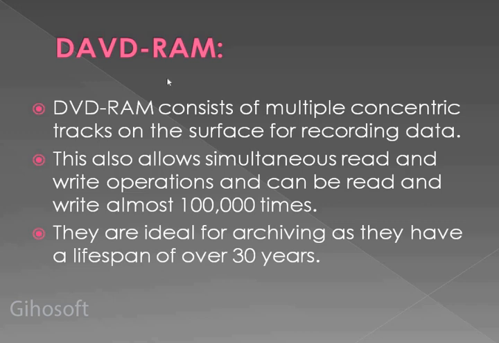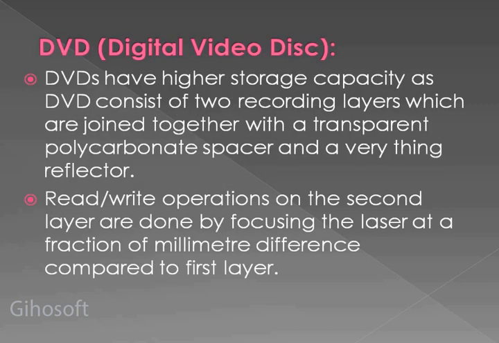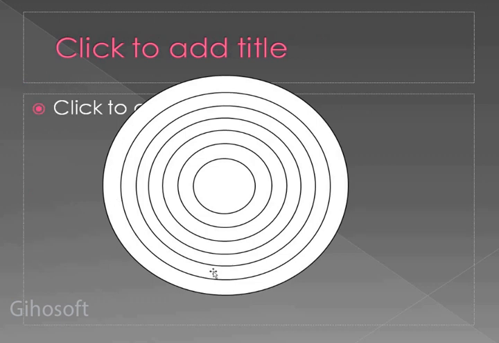So the difference between DVD and DVD RAM is that DVD RAM has a very high capacity. They can hold the data for up to 30 years, and the major difference of technology is that DVD RAMs contain concentric tracks, whereas a normal DVD contains a spiral track. This is an example of how data is stored on a DVD RAM. As you can see, there are concentric tracks.